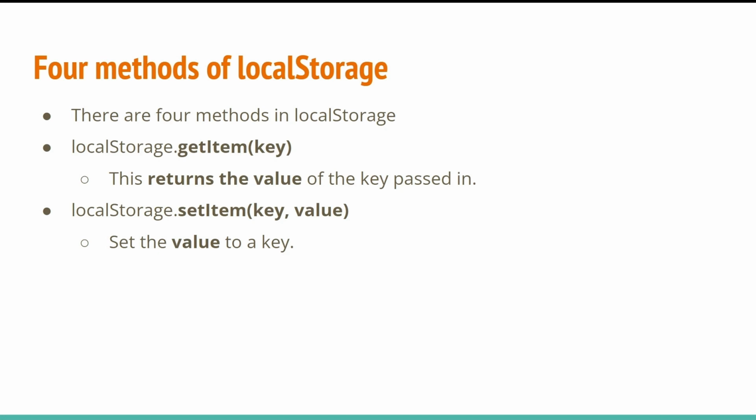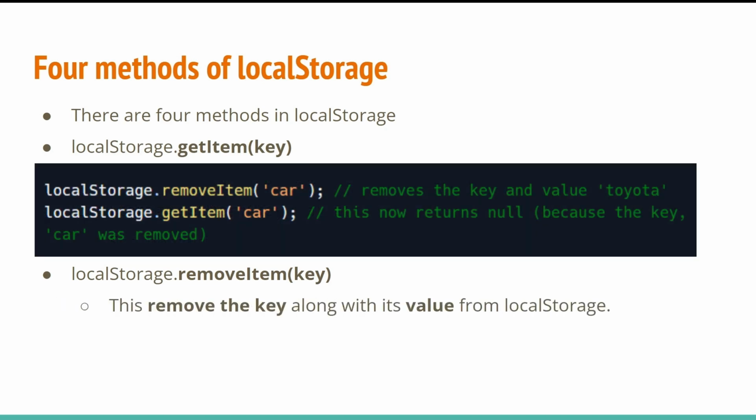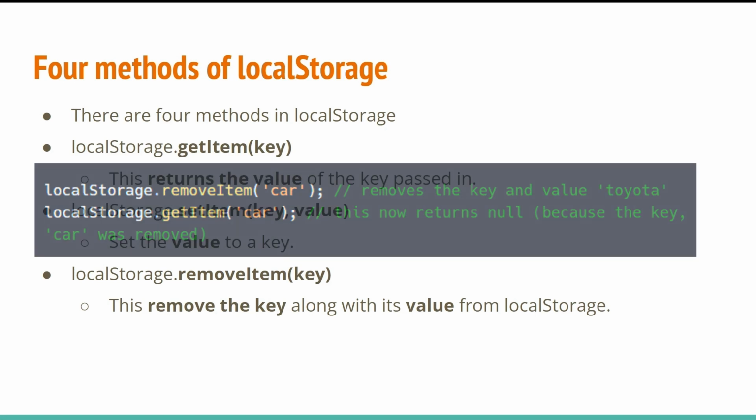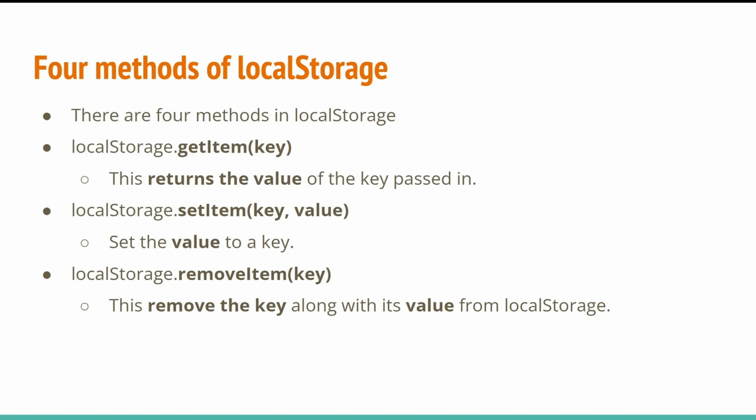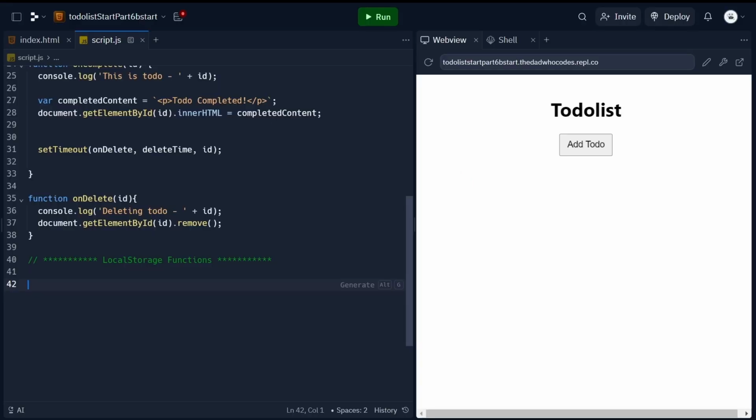The third method that we know of is the removeItem method, and this accepts a key. So now when you pass in a key to be removed, local storage will remove that key and that value from its data. The final method that we have is the .clear method, and what this does is it just removes all the keys and all the associated values with them from data. So back to our JavaScript file.